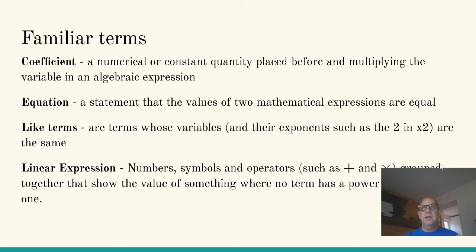So x is the same as x. 3x and 5x are like terms. Negative 12x and 3x are like terms. They're alike because they have just one x. 3x squared would be different than 3x. So they're not like terms. You cannot combine them. But like 3x squared and negative 12x squared would be like terms. You can combine those. So the x and the exponent are important.